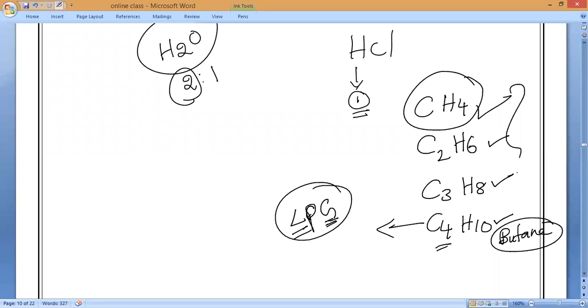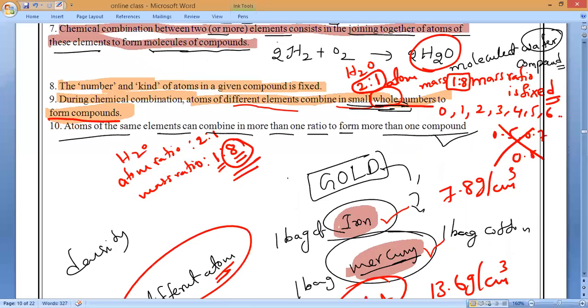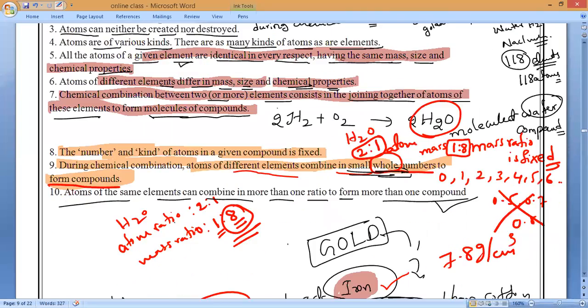So that is the last point: atoms of the same element can combine in more than one ratio to form more than one compound. So these are the 10 points of Dalton's atomic theory. As it is already time up, I will send it in the group, and in the evening when you come back from school, you can write it. So hope all of you understand these 10 points.